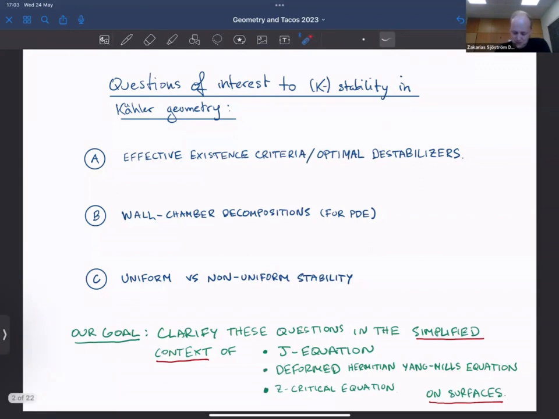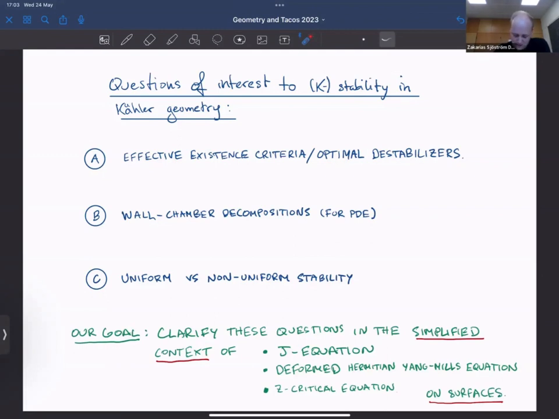So the second topic is wall-chamber decompositions, which certainly will make you think of Bridgeland stability, where this has been highly successful, and we look at wall-crossing phenomena and all of these things. But recently there has been interest in looking at wall-chamber decompositions, analogs of these, for some geometric PDE. So, for example, for the cscK equation varying the complex structure in some recent work, or, as I will talk about today, for some other geometric PDE.